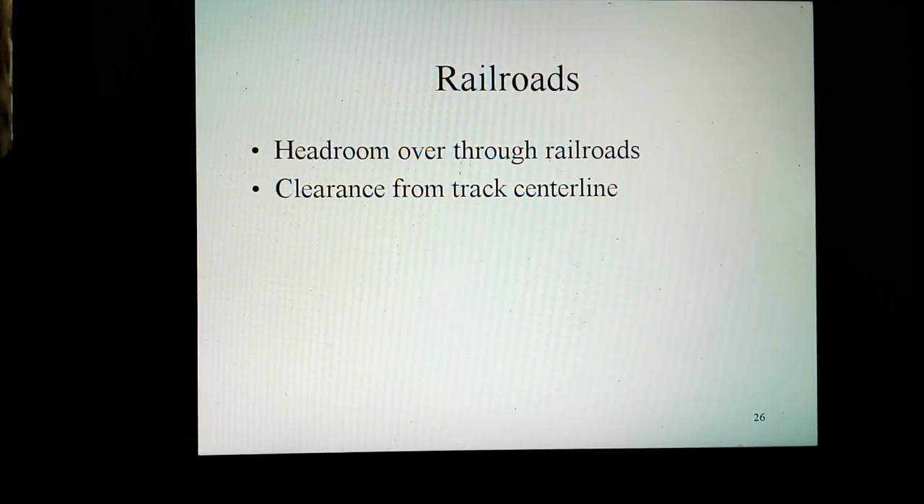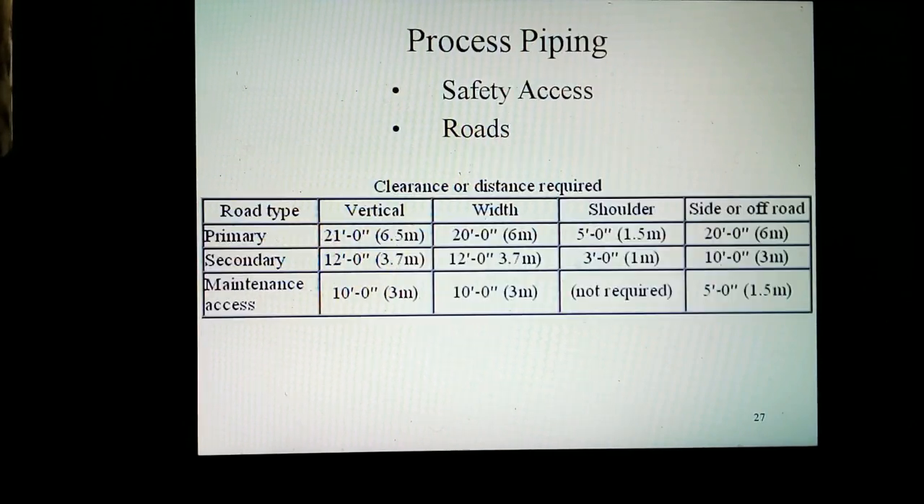Railroads. Headroom over the railroads from top rail should be 22 feet 6 inches or 7 meters. Clearance from track center line to obstruction should be 10 feet or 3 meters. Verify conformance with local regulation. Road. Major process plants normally have three classes of roads. They might be called primary roads, secondary roads, and maintenance access ways. Normally secondary plant roads may be used as tow-pull areas. Clearance or distance required.